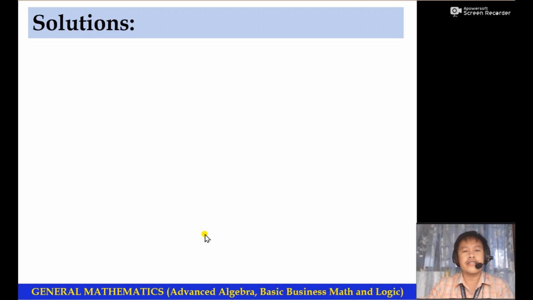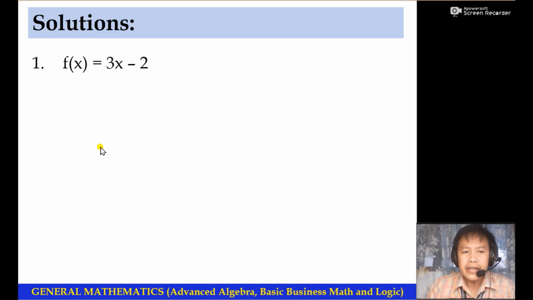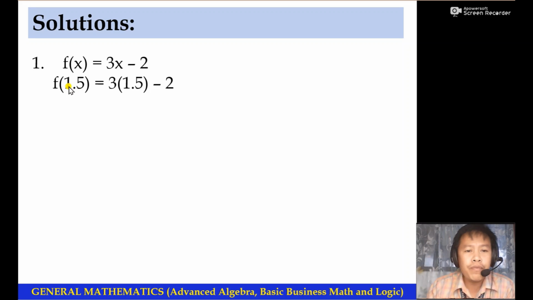Now, we are going to solve number 1. What is the value of y if our x is 1.5? Now, we are going to substitute the value of x with 1.5. Therefore, we have f of 1.5. Take note, we do not have any more a variable x here. Instead, that x will be substituted with the value which is 1.5. 1.5 is a constant. Therefore, 3 times 1.5 minus 2.